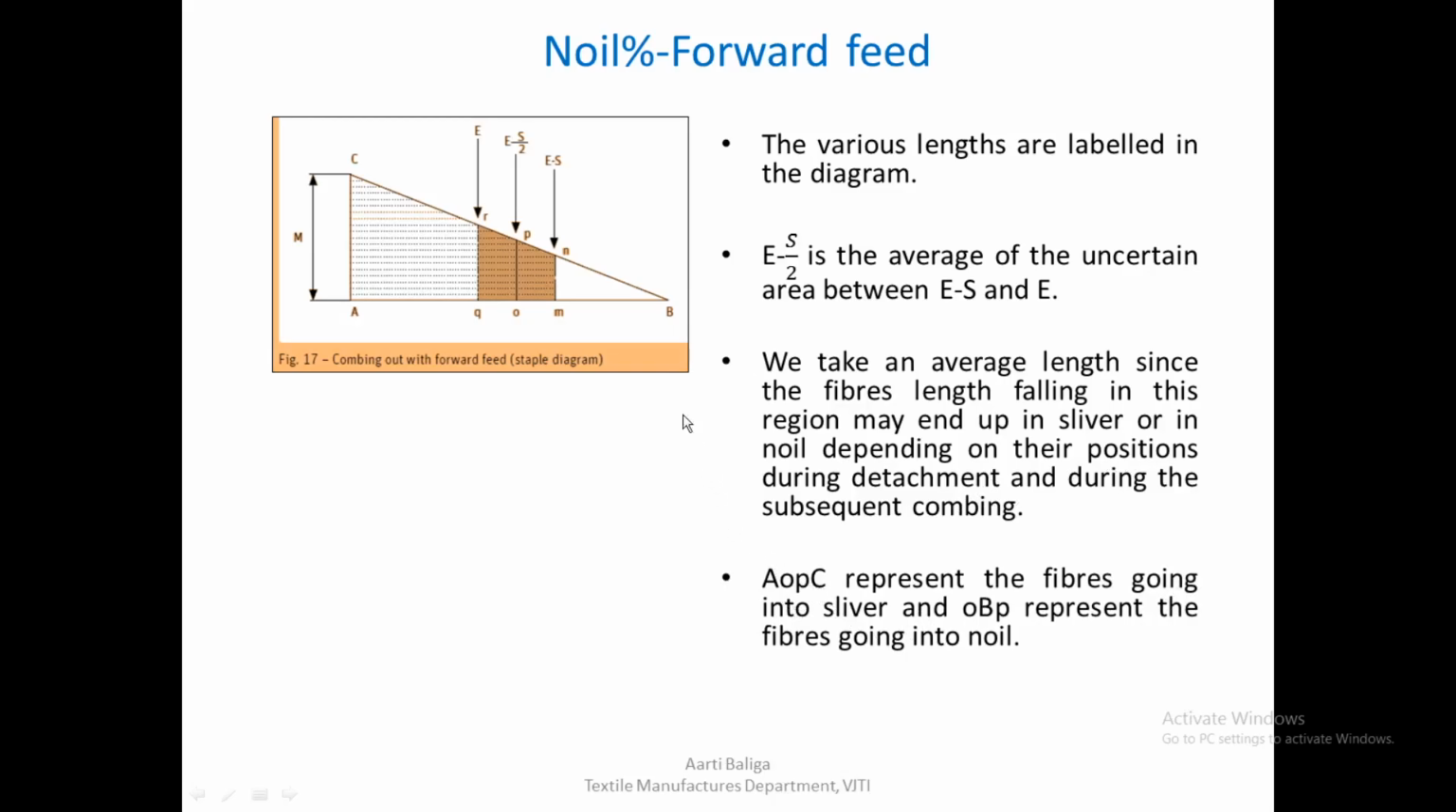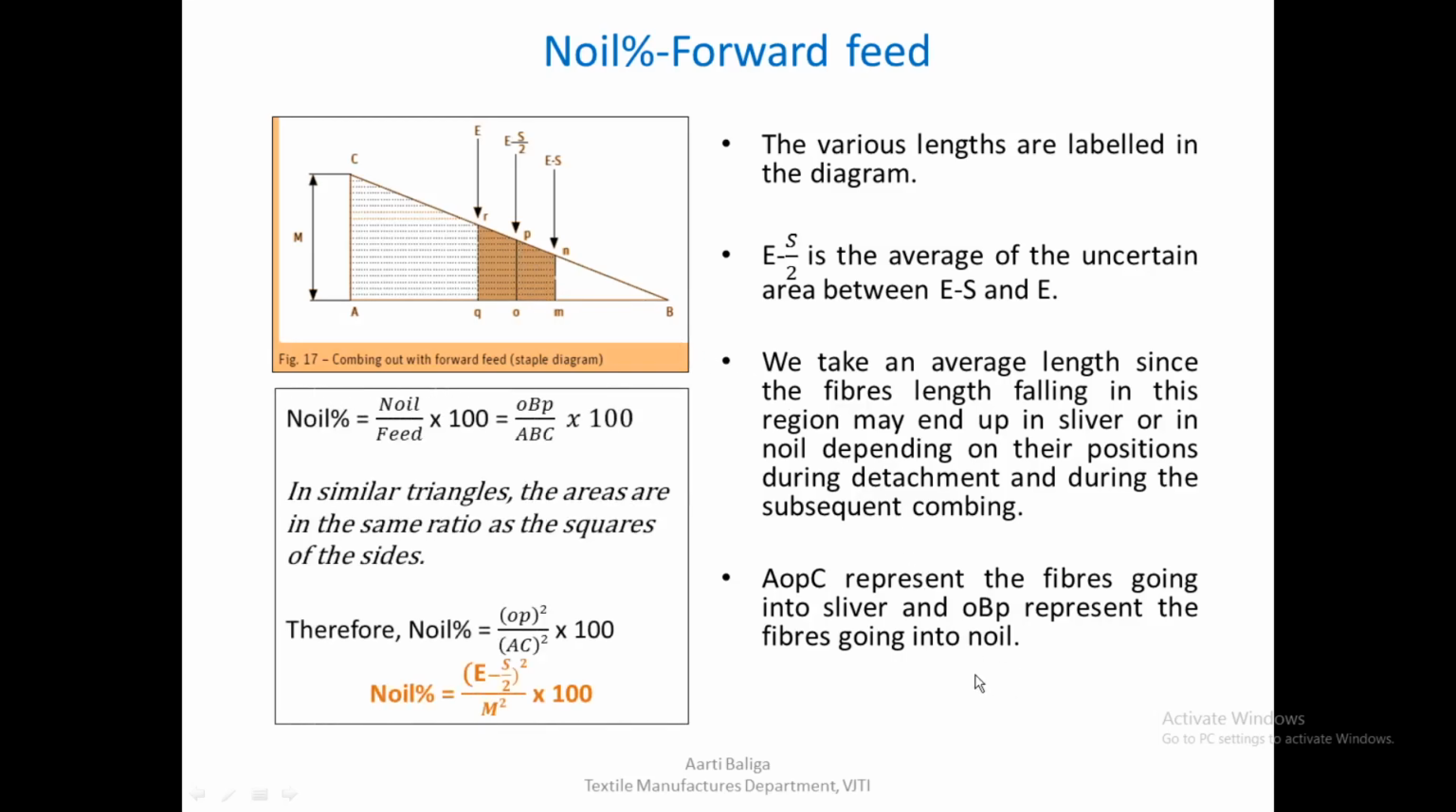AOPC, this particular trapezium represents the fibers going into the sliver, and OBP, a triangle, represents the Noil. So just like before, Noil percentage is equal to Noil upon feed into 100, which is OBP, the area for Noil, divided by ABC, which is the entire amount of fibers shown here, multiplied by 100.